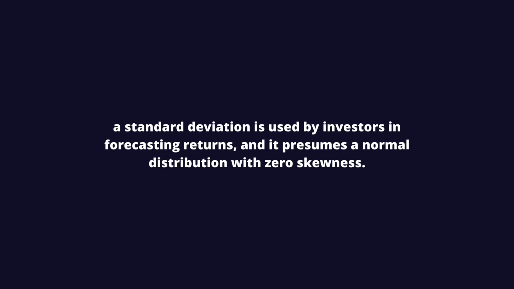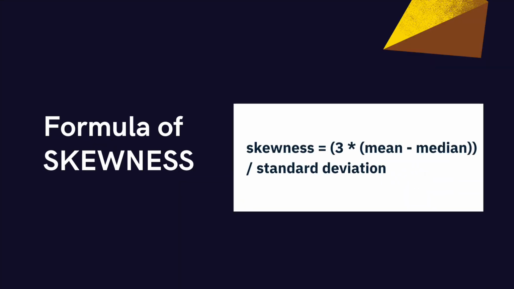Usually, a standard deviation is used by investors in forecasting returns, and it presumes a normal distribution with zero skewness. However, because of skewness risk, it is better to obtain the performance estimations based on skewness. Moreover, the occurrence of return distributions coming close to normal is low. And the formula to find skewness manually is this.